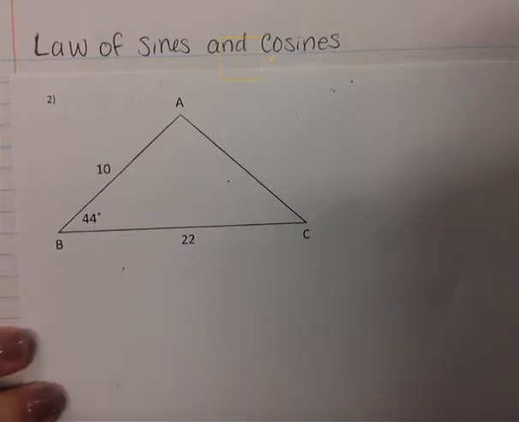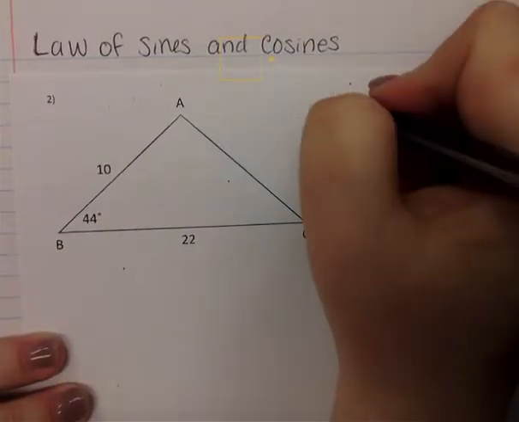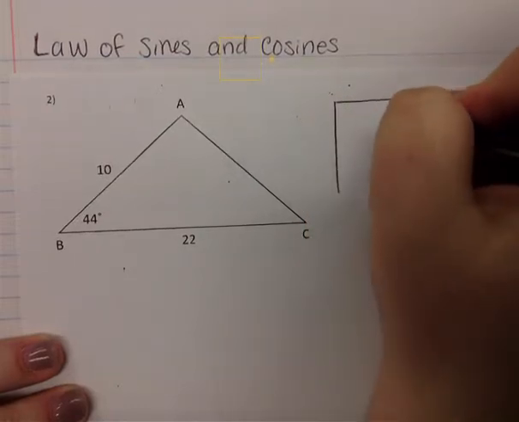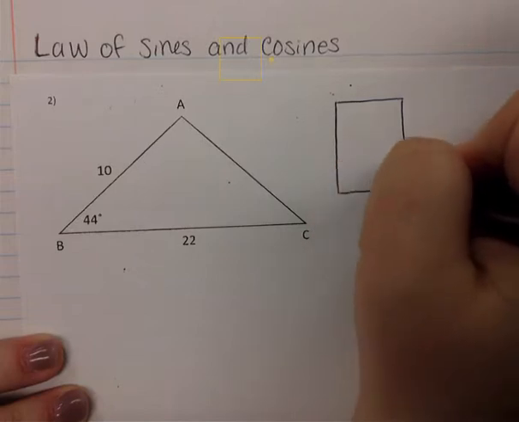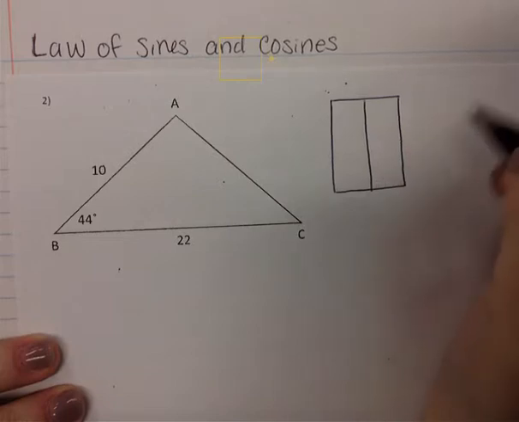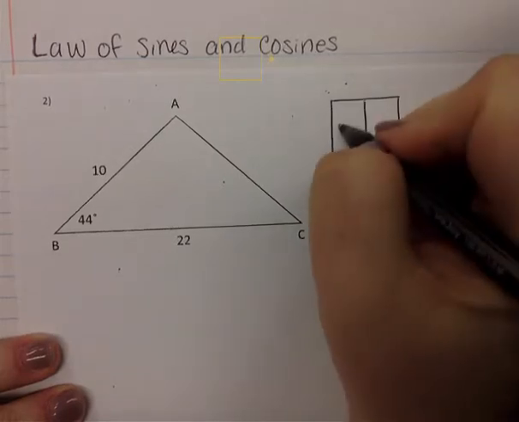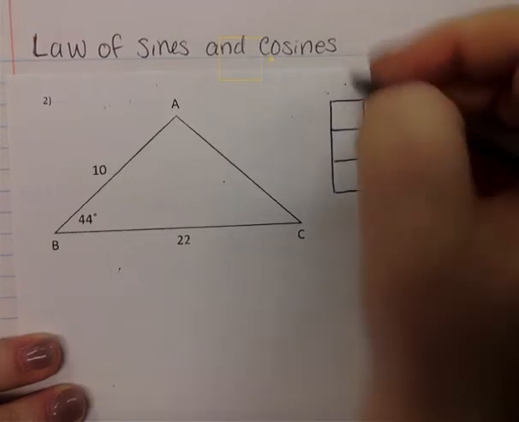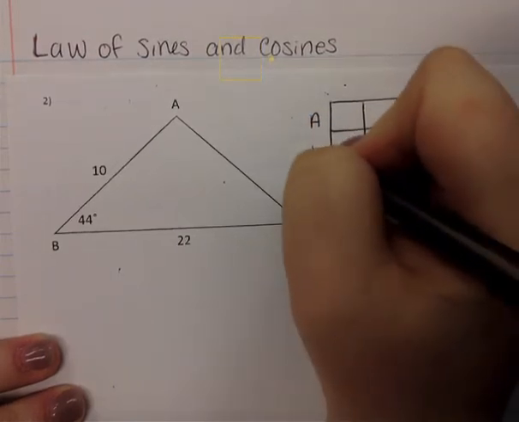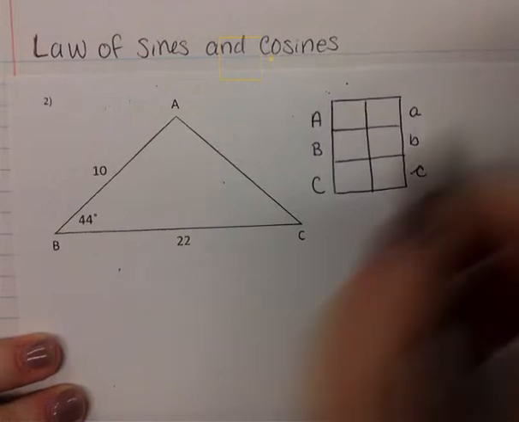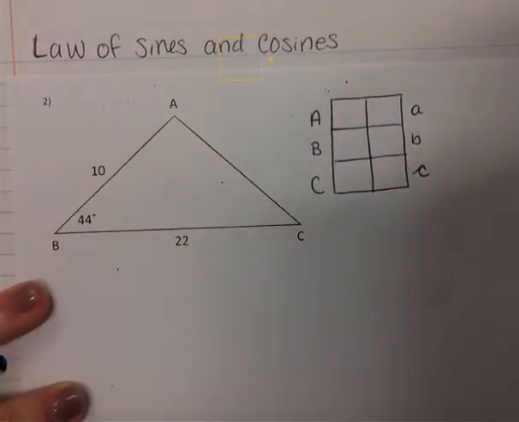To determine if we need law of sines or cosines, I will make a chart to keep our values organized. My table has 2 columns because I'm going to have angles and sides. I'm going to have 3 rows because I have A, B, and C. On the left side, I'm going to write out my angles, which are big A, big B, and big C. And on the right-hand side, I'm going to do my sides, which are little a, little b, and little c. I'm going to fill in the information that I have already in black.